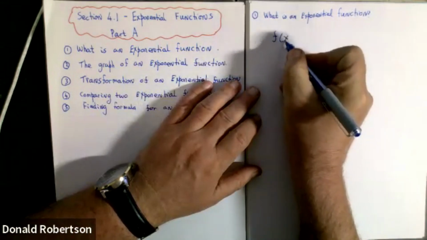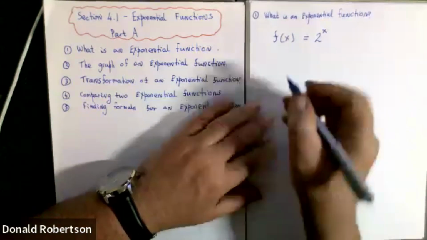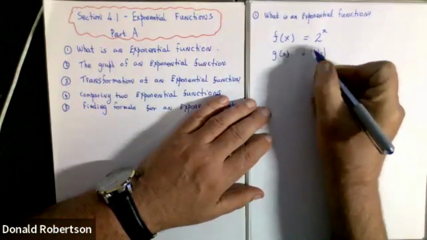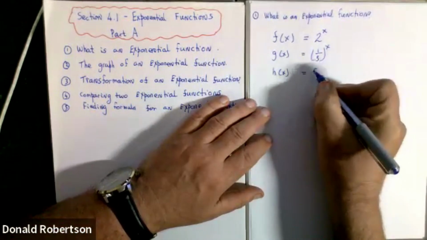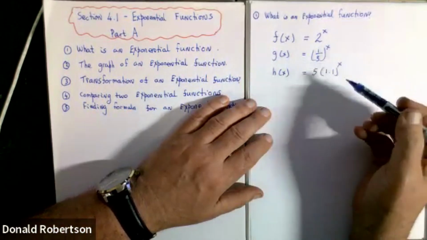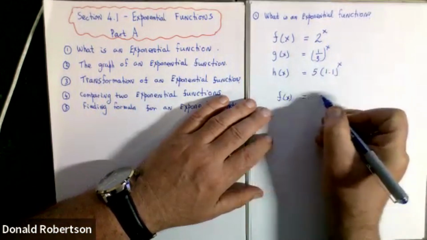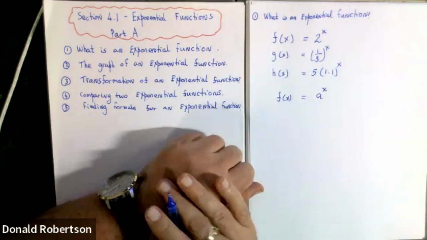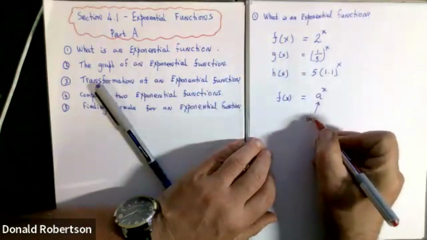So here is our first one. This is an example of an exponential function, 2 to the power of x. You can also have things like a third to the power of x. And you can have 5 times 1.1 to the power of x. Essentially, if you wanted to say what the general basic exponential function would look like, it would look like that: a to the power of x. a is called the base of the exponential function.